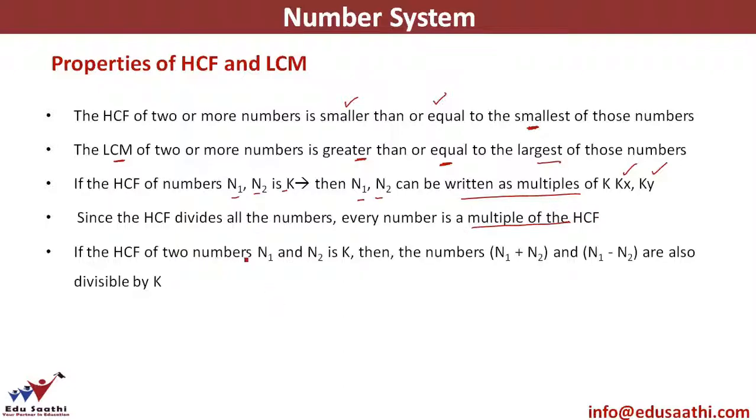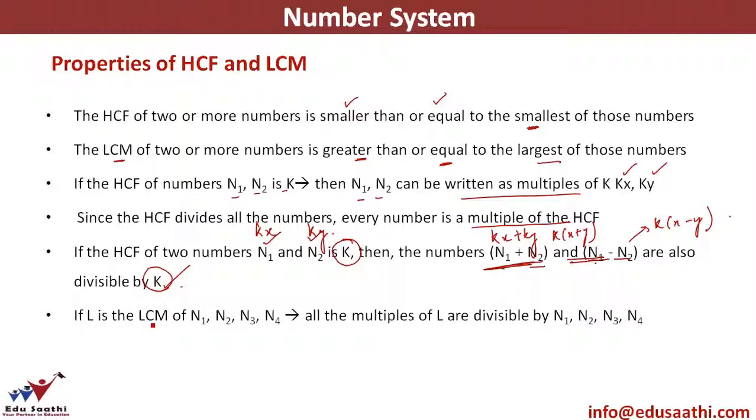If HCF of two numbers n1 and n2 is k, then if I add up the numbers or subtract the numbers, still they are divisible by k. If the HCF of two numbers is k, that means the first number would be k times x and the second number would be k times y. This will be kx plus ky. You can take k common, this will be k(x plus y). Again here you take k common, this will be k(x minus y). So even if you add both the numbers or subtract both the numbers, they are still divisible by k.